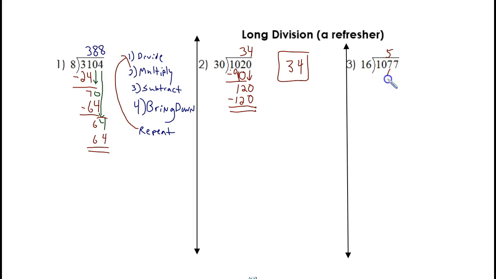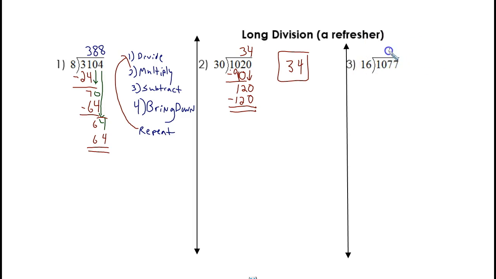5 times 6 is 30. 5 times 1 is 5, plus 3 is 8. When I subtract 107 minus 80, I get 27. Notice that 27 is bigger than 16. So I've made a mistake, haven't I? I need to go back and choose a larger number.